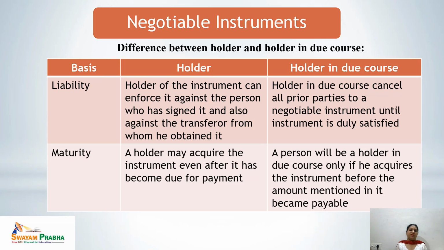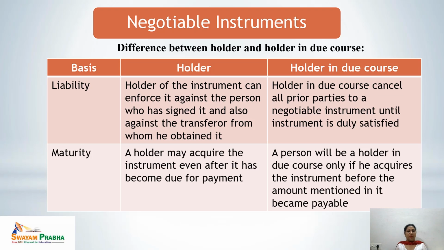Next point of difference is the liability. The holder of the instrument can enforce it against the person who has signed it and also against the transferor from whom he had obtained it. But in case of holder in due course, he can sue all prior parties to a negotiable instrument until the instrument is duly satisfied.